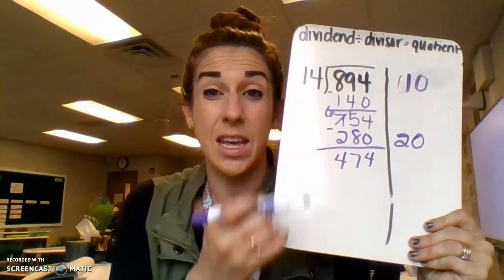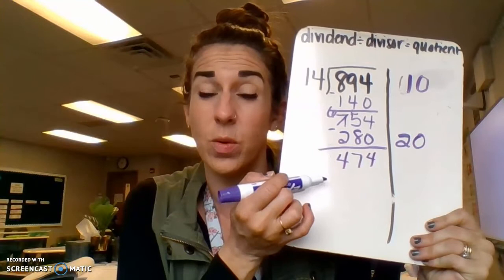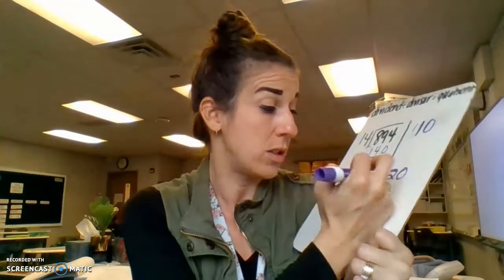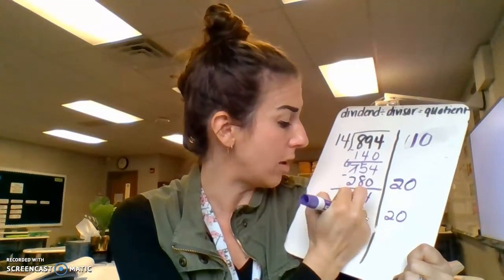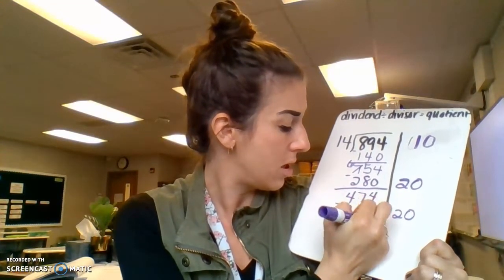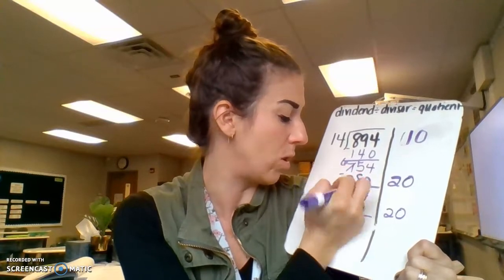Now, I see that 280 can go into 474 again, so I'm going to use 20 again. And I'm going to subtract 280, just like normal.